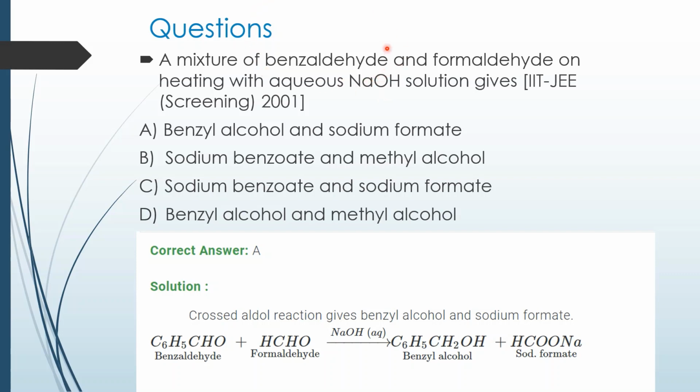Like this is a benzaldehyde molecule which doesn't have any alpha proton, and this is a formaldehyde molecule which also doesn't have any alpha proton. So here the answer is A, that the products of this reaction are benzyl alcohol and sodium formate. This is the crossed reaction which takes place between the benzaldehyde and formaldehyde to give benzyl alcohol and sodium formate. This is a benzaldehyde molecule. This is a formaldehyde molecule. In presence of base, it will give benzyl alcohol and sodium formate.